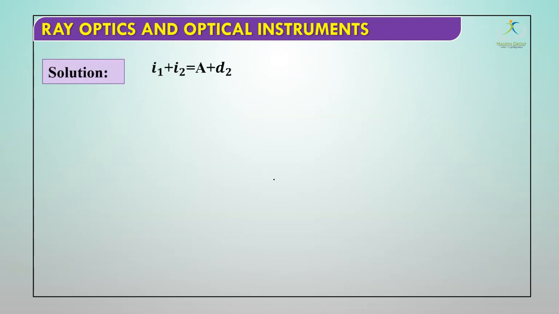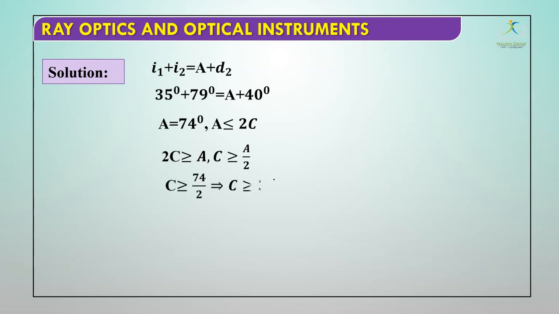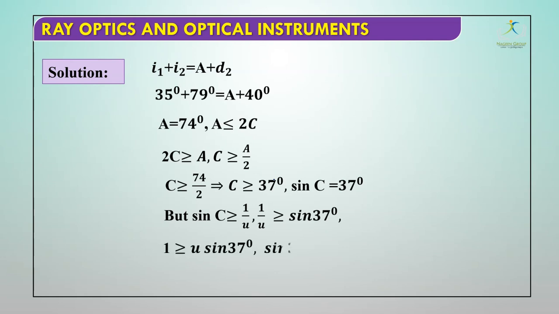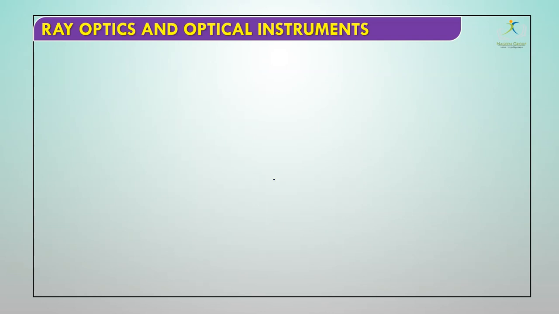So, let's move to the solution part. We know that i1 plus i2 is equal to A plus delta. We just put in this value and get the value of A, and from here we can say that sin C is equal to 1 by mu. So A is less than or equal to 2C. So sin C is equal to 37 degree, which lies between, 1 by mu. So sin 37 is equal to or less than 1 by mu. Hence we can say that the first option is correct.